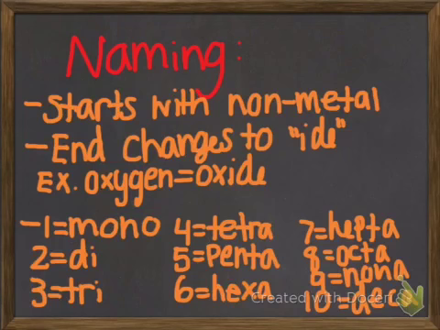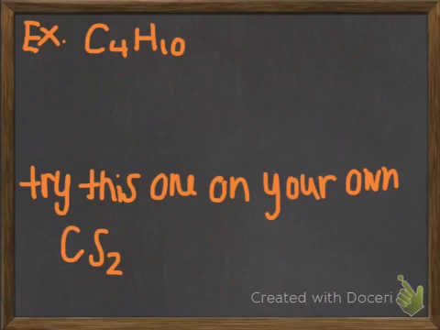Now let's do some examples. So we have C4H10. If you look on a periodic table, you know that carbon is a nonmetal, so this is for sure a covalent compound. Next, we look at the 4 with carbon. We know that the 4 means that it is tetra in front of carbon, and with the hydrogen, we have a 10, so that means that it is deca in front of hydrogen.